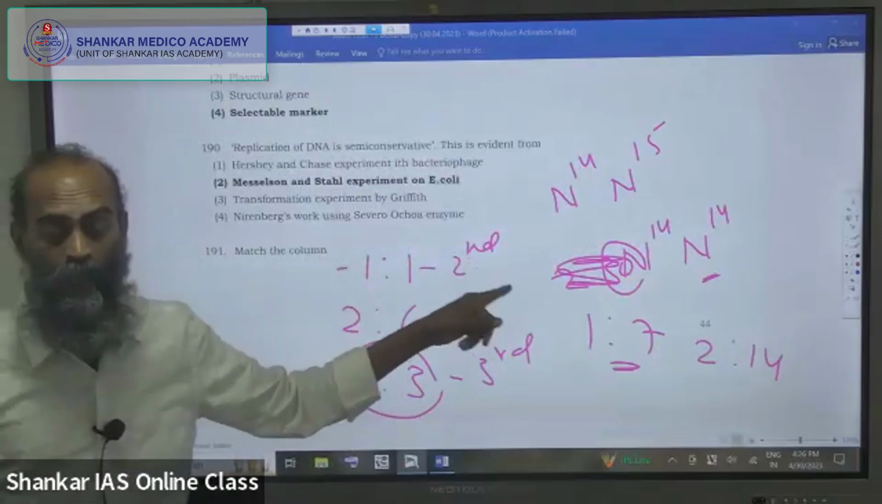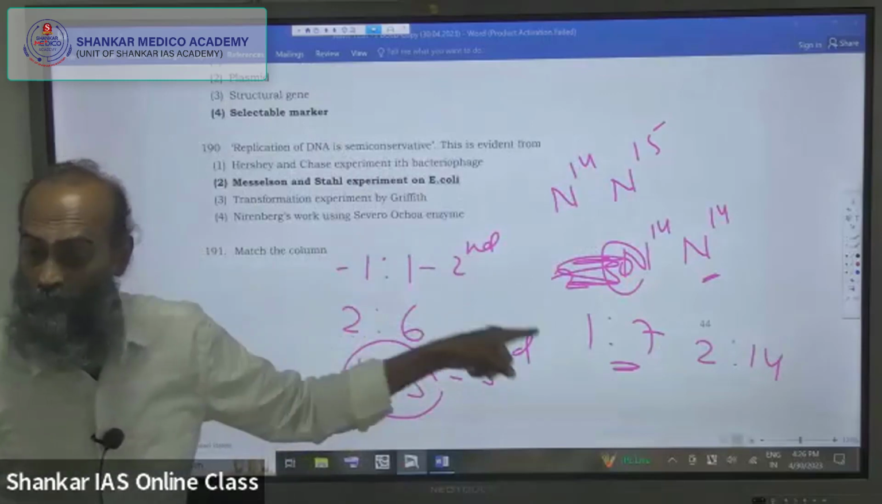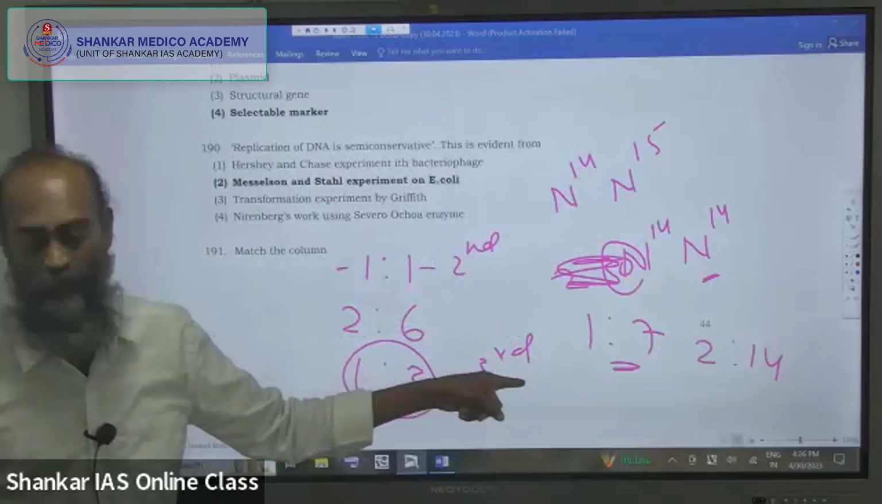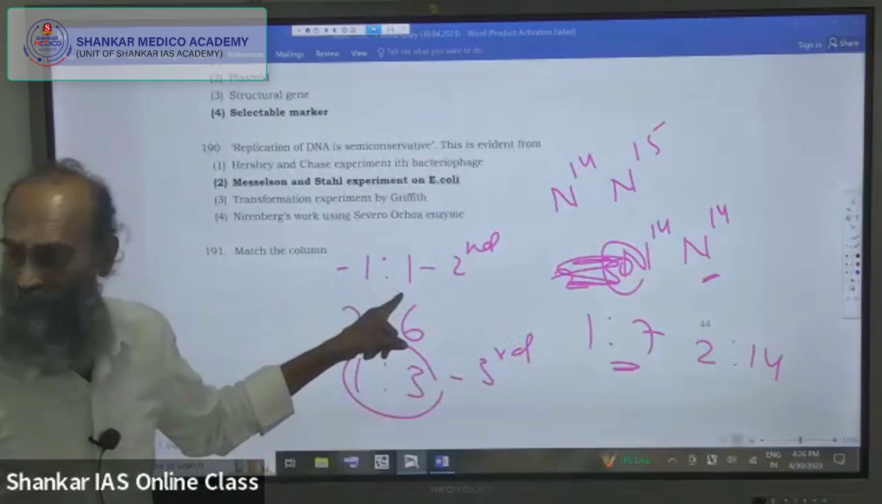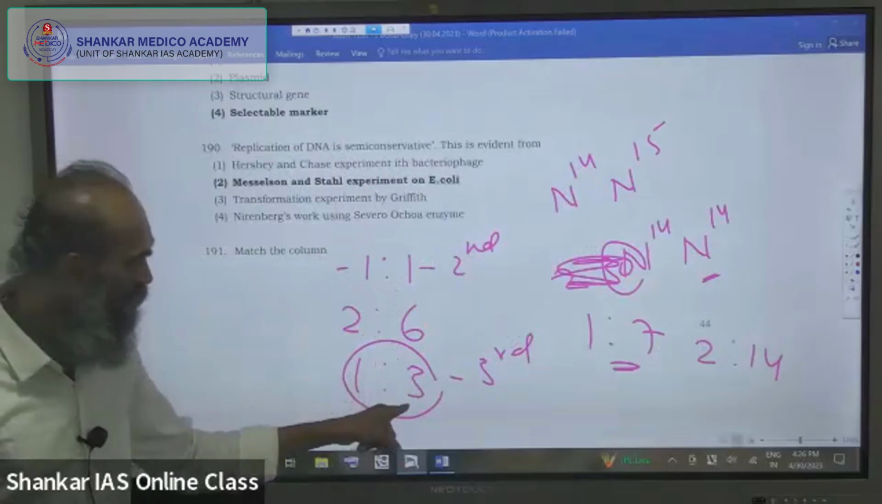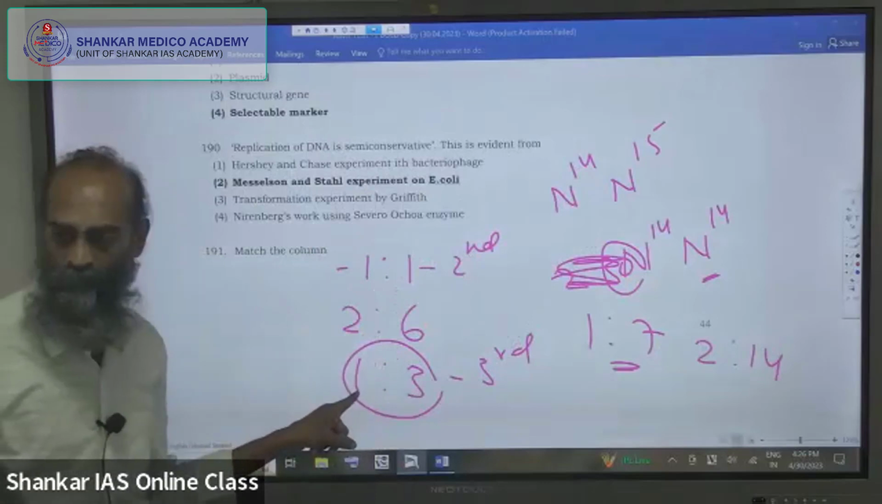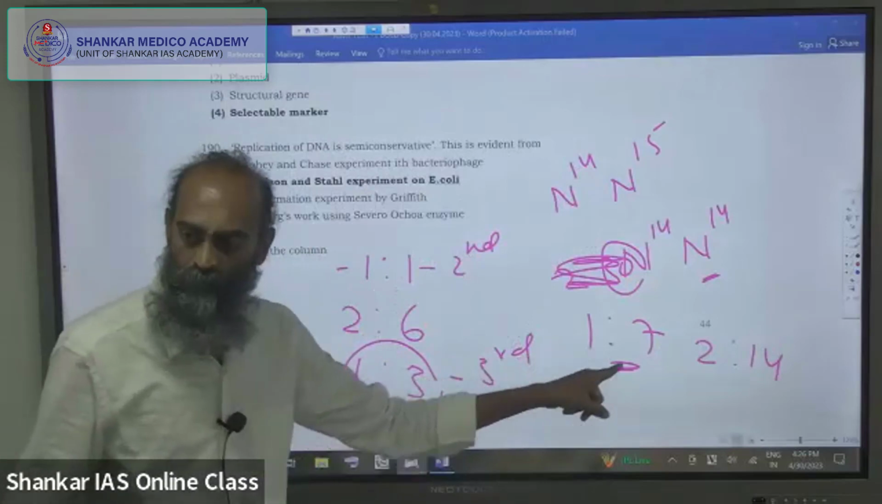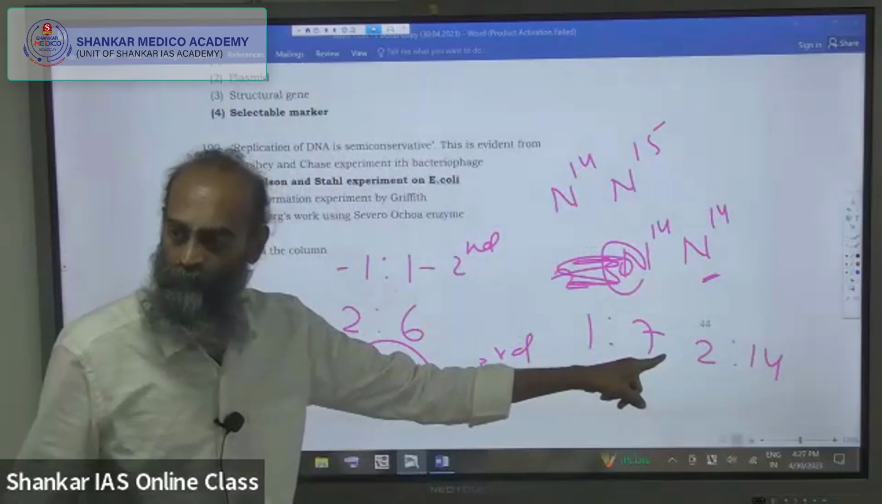If they are asking for the ratio or the percentage, you can get it from here. If it is 1:1, it means 50%. Here 1:3 means this is 75%, this is 25%. Here it is going to be 12.5%, and here 87.5%. You understand now?